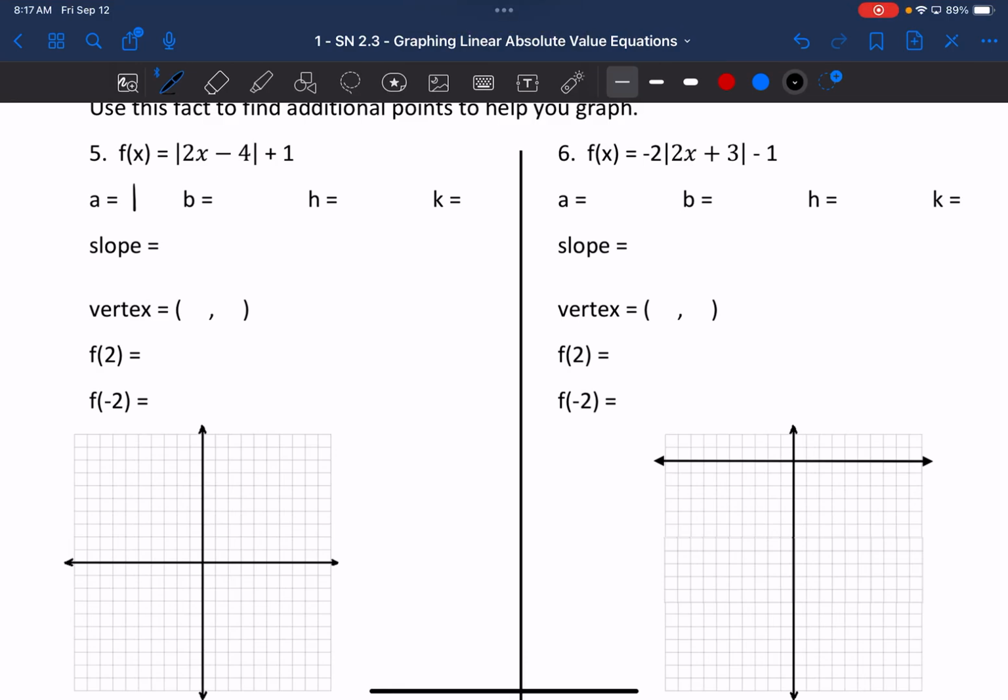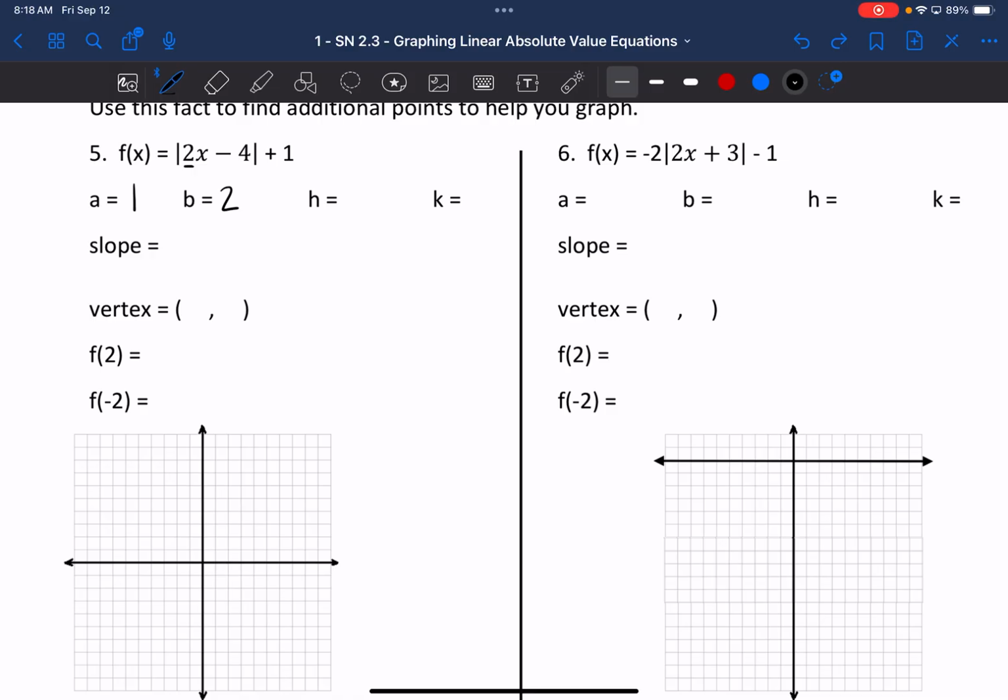What would our b value be? Remember, this is b. Okay. Now, because there's a b value, remember there's supposed to be a parenthesis around x minus h, and there's not one there. So that must have meant the 2 got distributed into the parenthesis. So I need to take the 2 out of the parenthesis.